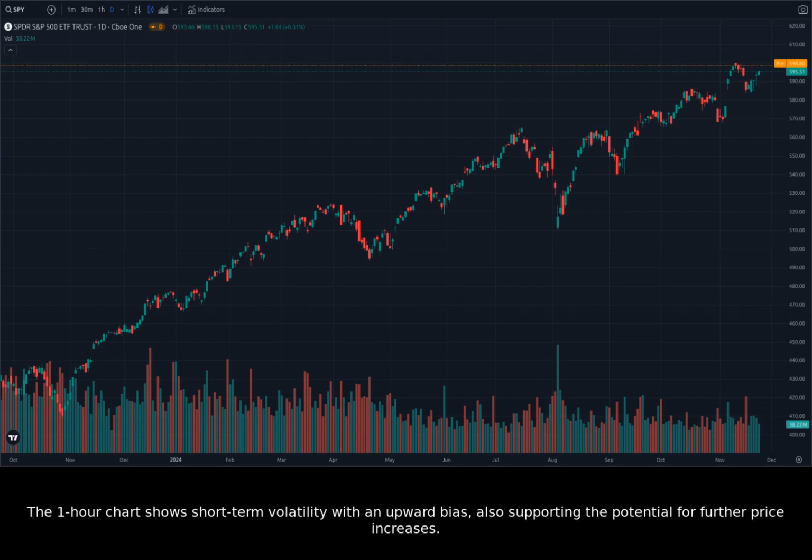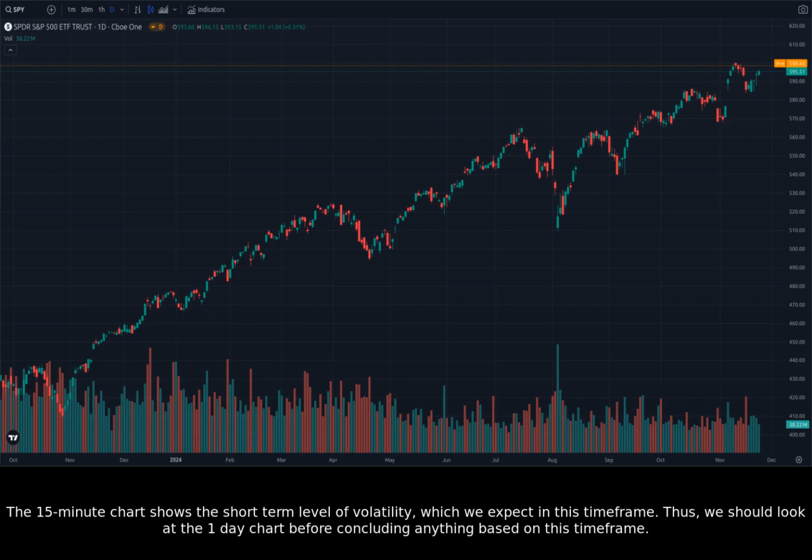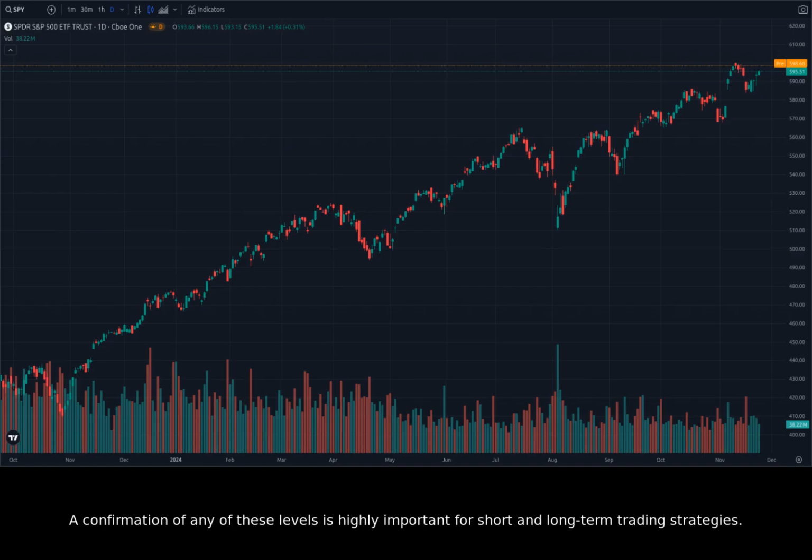The one-hour chart shows short-term volatility with an upward bias, also supporting the potential for further price increases. The 15-minute chart shows the short-term level of volatility, which we expect in this time frame. Thus, we should look at the one-day chart before concluding anything based on this time frame. A confirmation of any of these levels is highly important for short and long-term trading strategies.